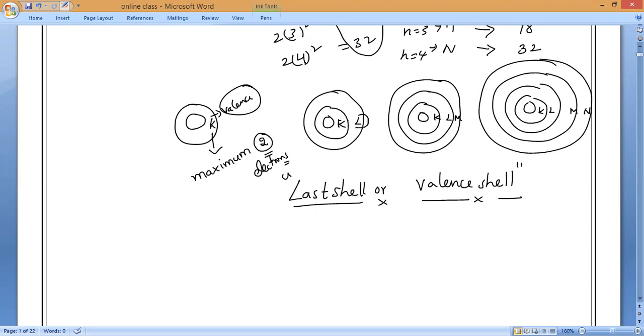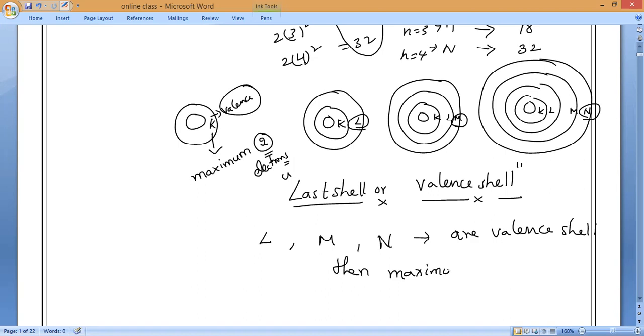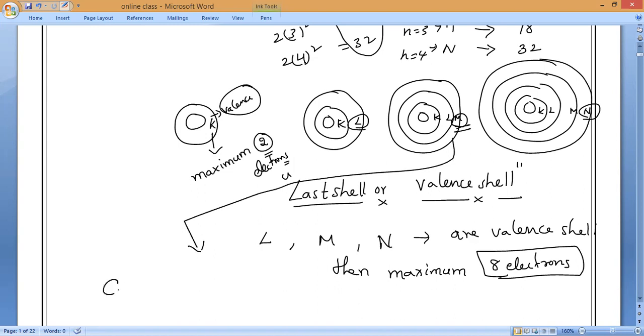Other than this, if you take any shell as a valence shell, irrespective of its capacity, maximum how many electrons can we fill? All of you. 8. Yes, if it is L or M or N, as valence shells, then maximum we can fill 8 electrons in the valence shell, even though their capacity is more. Suppose M shell is the valence shell here. What is the capacity of M shell? What is the original capacity? 18. Yes, original capacity is 18.